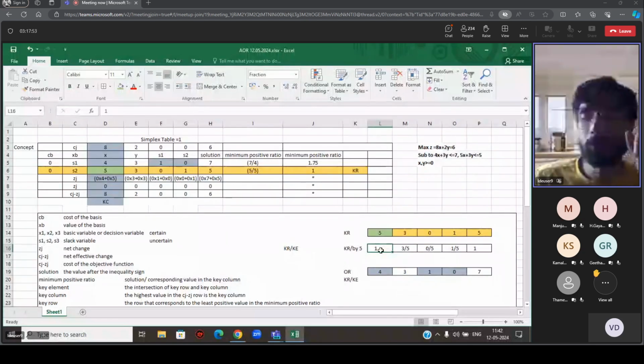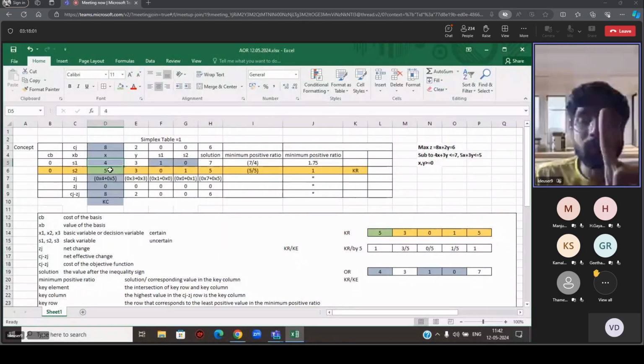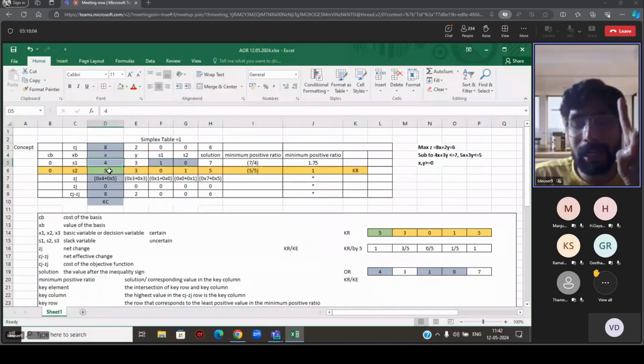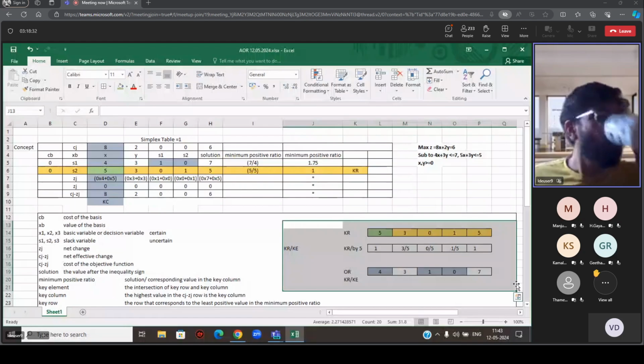So I have to make 4 to 0. In some problems, the key element will already be 1. When you already have the key element as 1, don't do this process. And there might be some problems where the other element is already 0, then you should not do this. You have to do this process, the one which I have highlighted, only when the key element is other than 1 and other elements are not 0. Understand this.